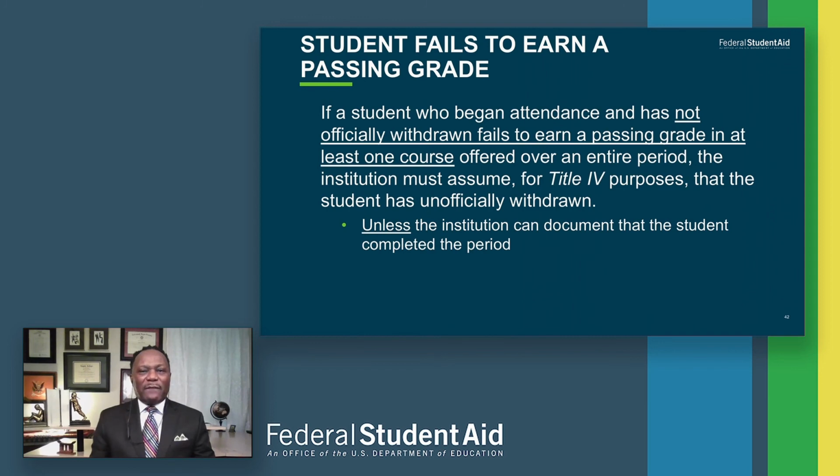Let's talk about if a student fails to earn a passing grade. Here we discuss a student who begins attending, does not officially withdraw, but fails to earn a passing grade in at least one of the courses offered during the period. In these cases, the school must assume for Title IV purposes that the student has unofficially withdrawn unless the school can specifically document that the student completed the period.